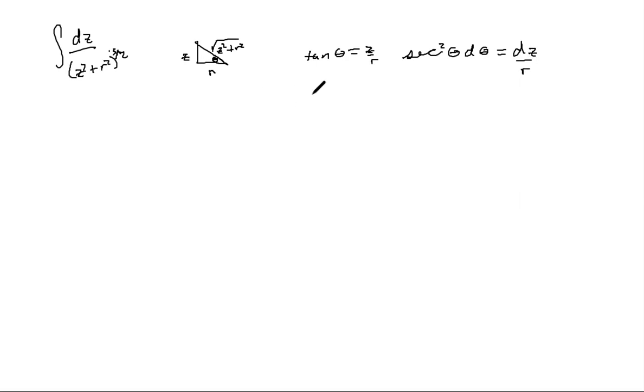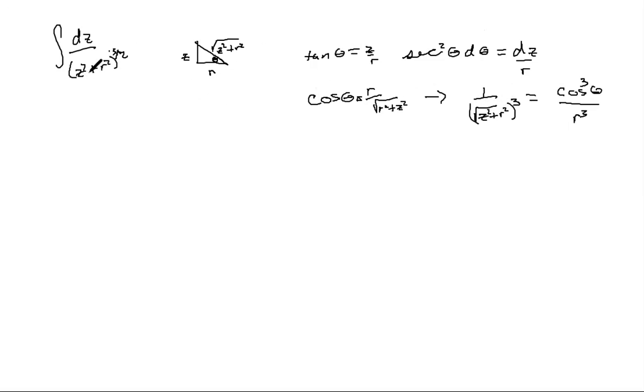And I can also say that cosine of theta equals r over the square root of r squared plus z squared. If I turn that around, it means that 1 over the square root of z squared plus r squared to the third power must equal cosine of theta cubed divided by r cubed.